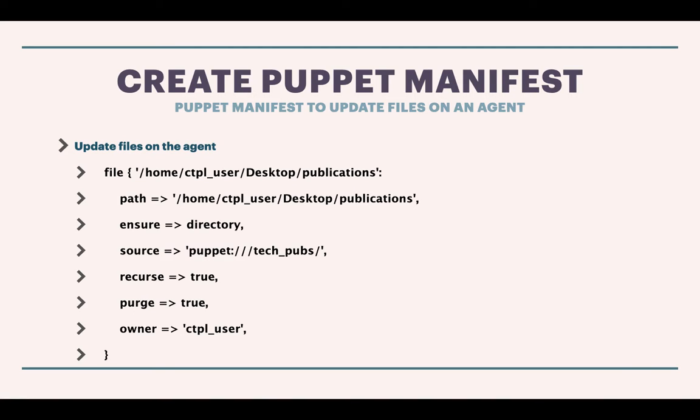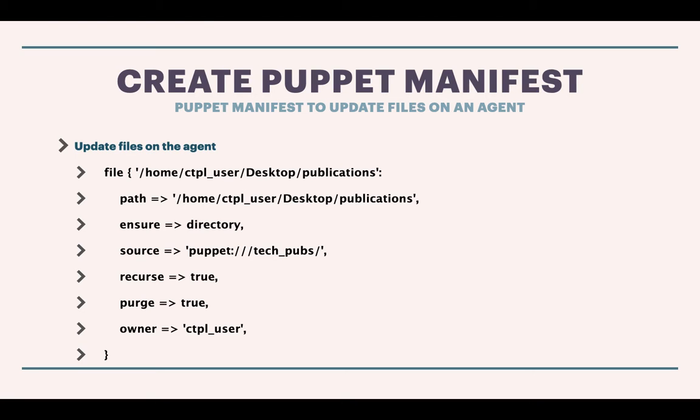My next step is to copy the files over into a folder called publications located on that user's desktop. So again, I specify the path, make sure the directory is present, and say what the source is, which is puppet:/// which tells you that it's located on the Puppet server's file share and a location called techpubs. And in that fileserver.conf file earlier, we specified the techpubs location to be the root folder in a folder called publications. So that's where it's going to get the source information from.